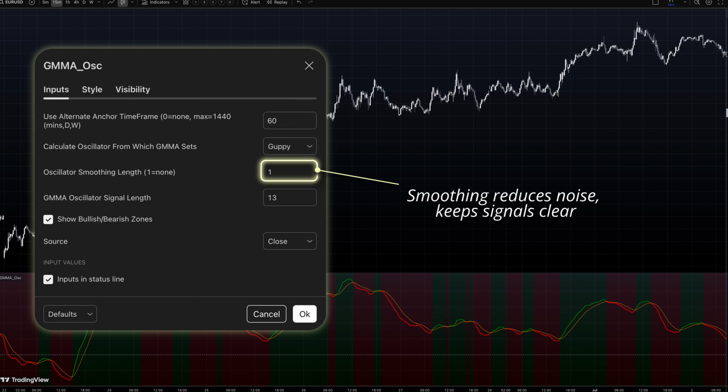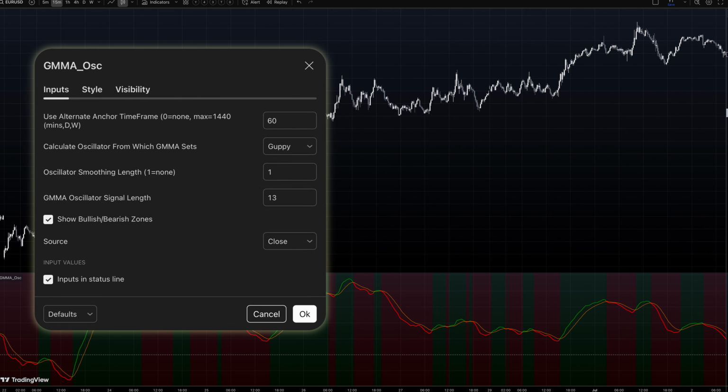Smoothing options reduce noise in the oscillator line while maintaining signal integrity. Users can switch between standard Guppy and Super Guppy calculations.